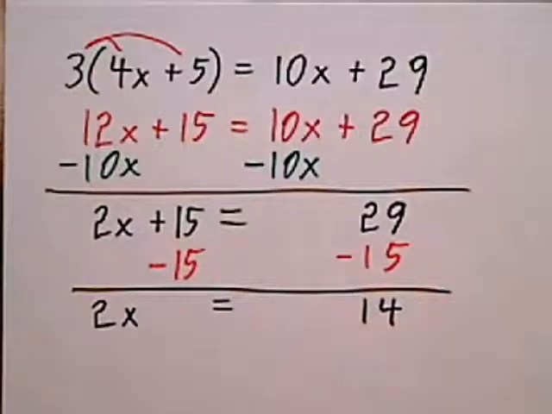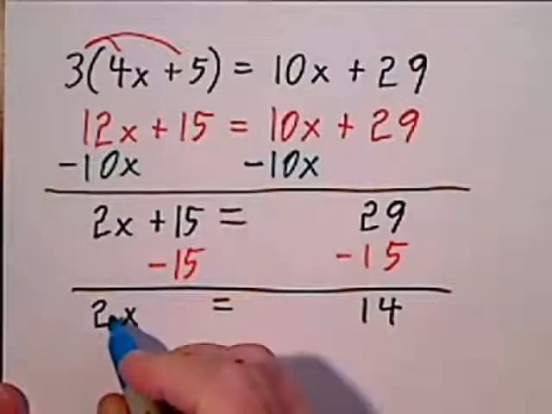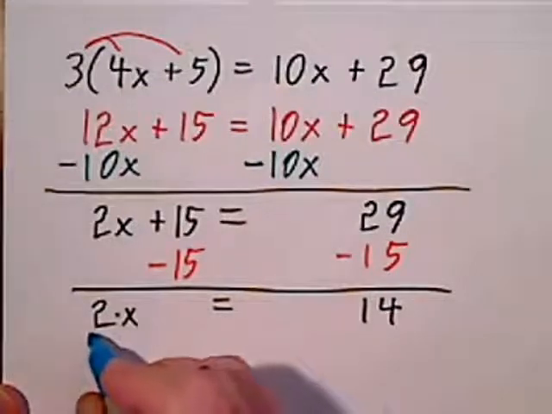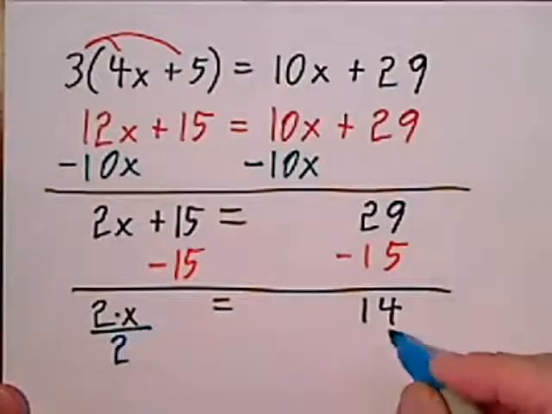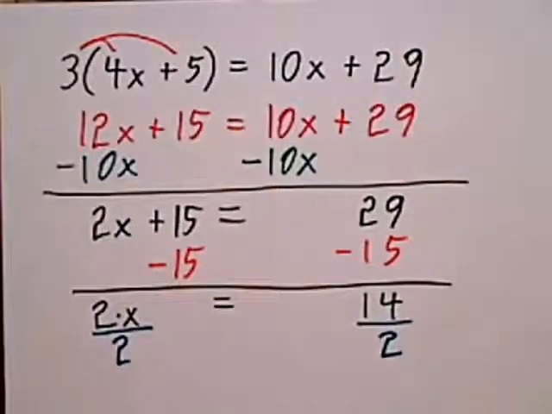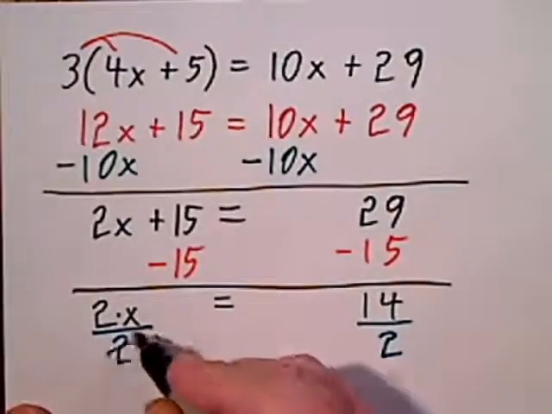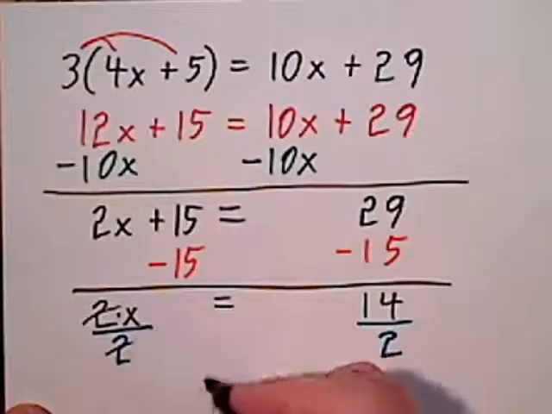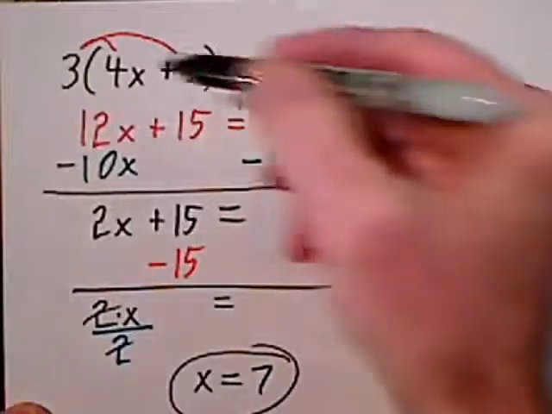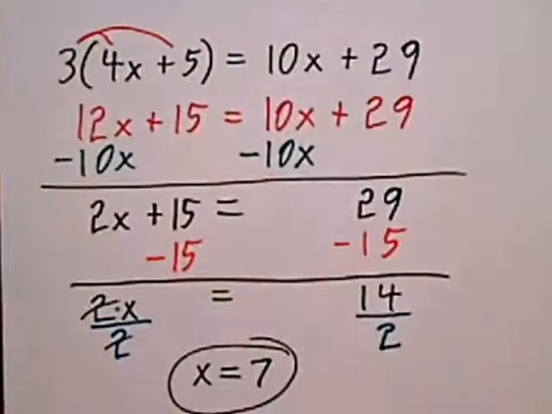And then one more step to get x by itself. You want to get rid of the 2. It's held by multiplication. The opposite operation is division. So you divide by 2, divide by 2. 2 goes into 2 once, so you have 1x. And that's 7. You could check this answer by plugging it in. You will get a true statement.